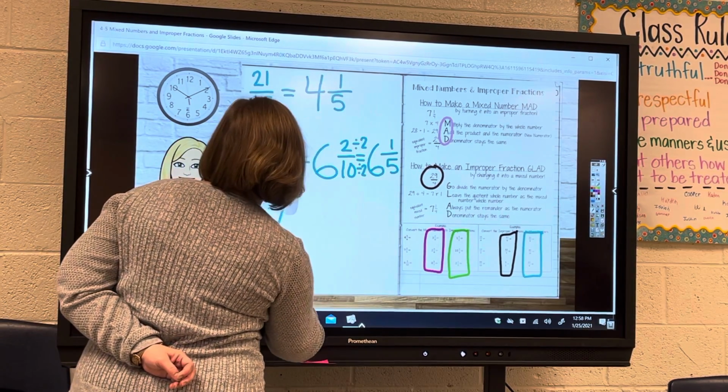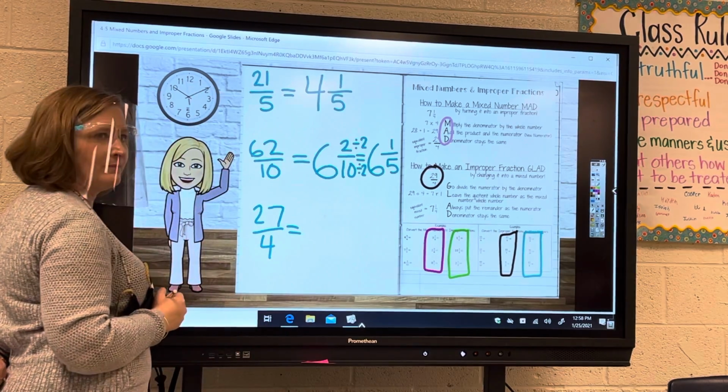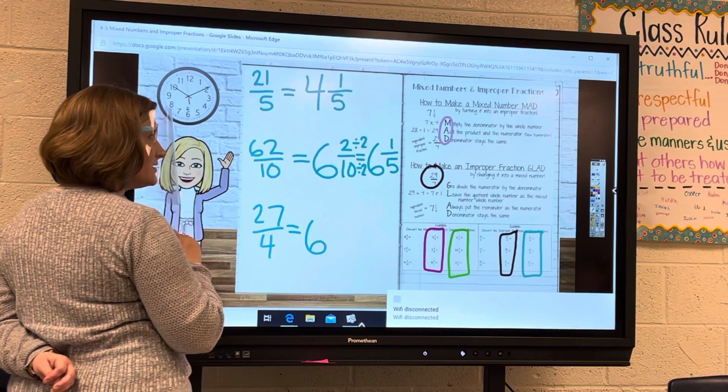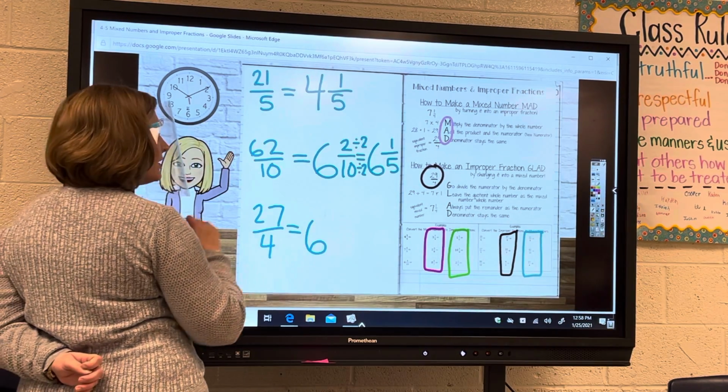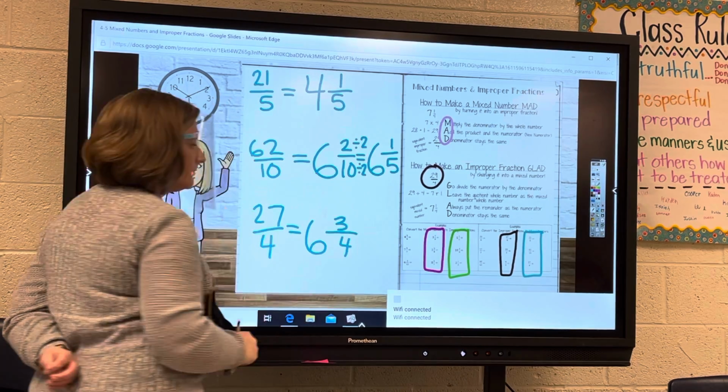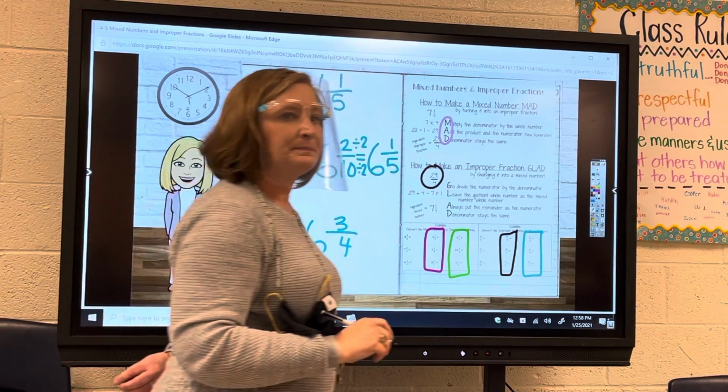27 fourths. How many times will 4 go into 27? 6. 6 times 4 is 24. So how many are left over? 3. All right, check your work.